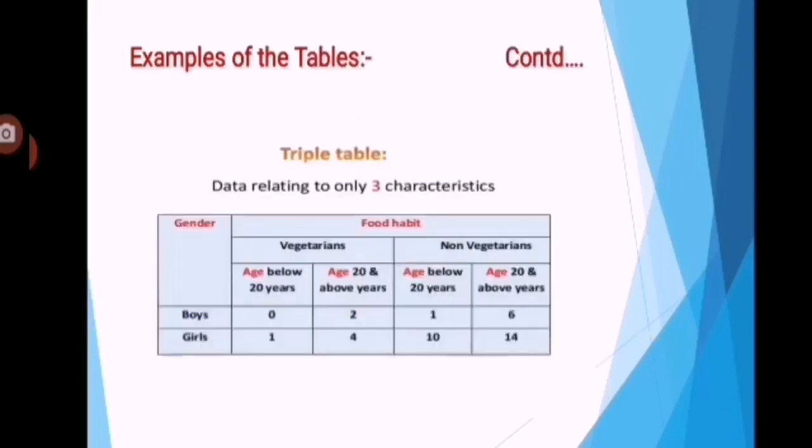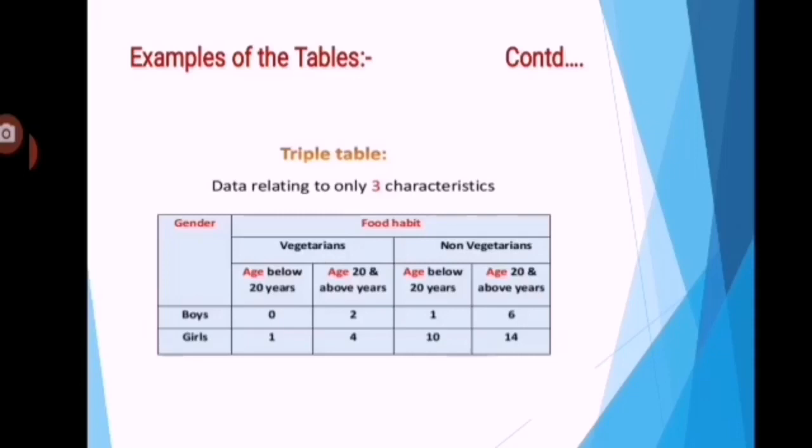Next, the triple table. It has data relating to 3 characteristics. When the 3 characteristics occur, we put a triple table. It is easily understood. One is gender, another one is food habit.